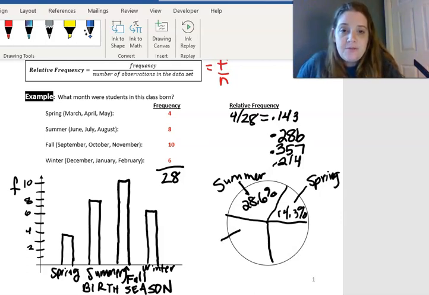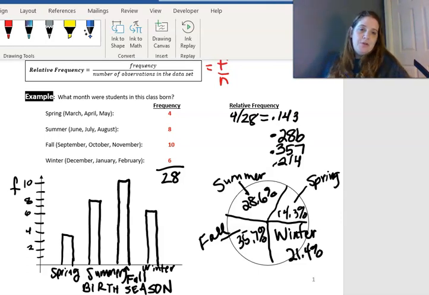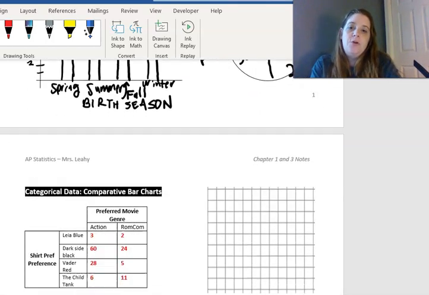Okay, here is fall. That is 35.7%, and that leaves me here with winter at 21.4%. Okay, now if I want to have a nice perfect graph, I'd pull out a protractor and do it that way, or pull out some sort of pie chart maker program. That's our basic idea of how to make a real nice, simple categorical graph.